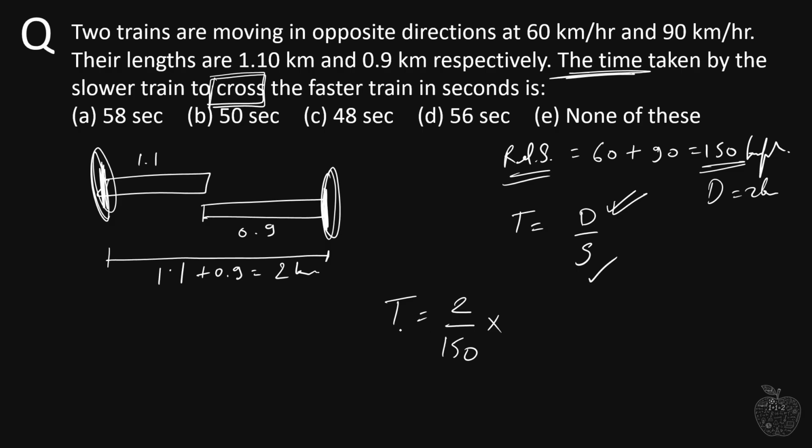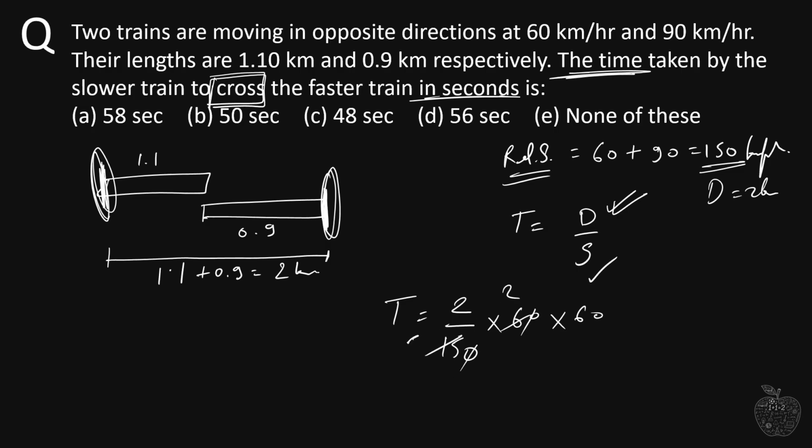Okay, so we have got our time in hours, but the question is asking us to find it in seconds, and all the options here are also in seconds. So now let's convert this into seconds. So 2 by 150 into 60, now this is converted into minutes, then we again multiply it by 60, now this is converted into seconds. So let's simplify, let's calculate.